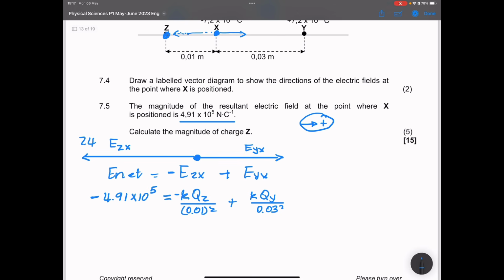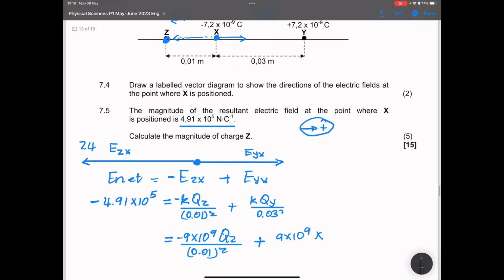Now, ladies and gents, I'm going to try and do as much as I possibly can. So that's negative 9 times 10 exponent 9 QZ divided by 0.01 squared, plus, I'm going to take KQY in this case. So this is going to give me 9 exponent 9 multiplied by the charge on Y. Remember, this was 7.2 exponent negative 9 divided by 0.03 squared.